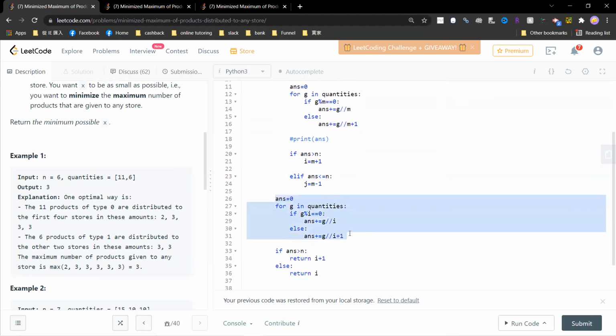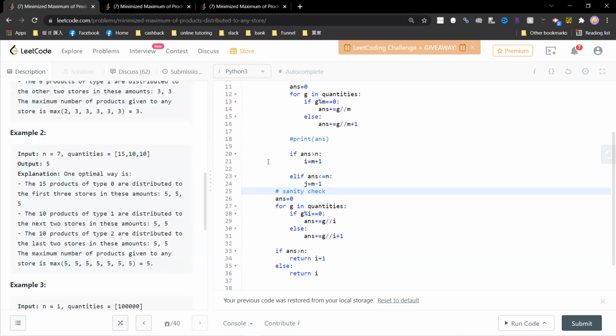Now I do a final sanity check to see whether this i is the answer. If i is the answer, then I return i. Otherwise, I return i plus 1. This is the final sanity check. I don't know why I need this, but if I don't have it, I cannot pass the test cases.